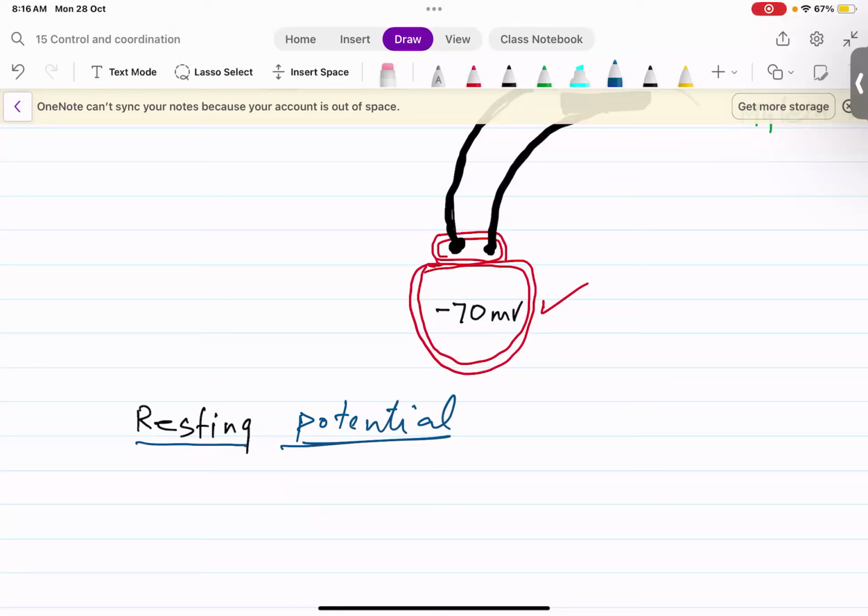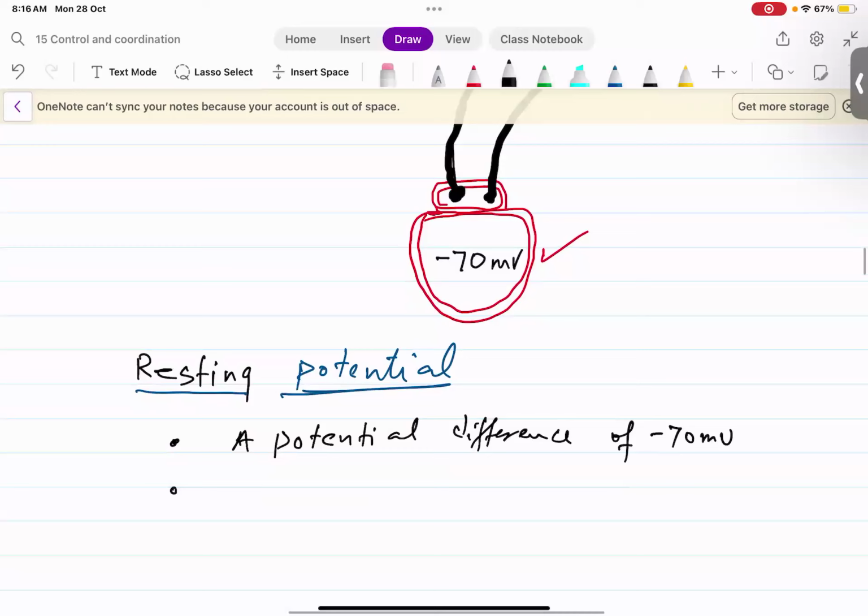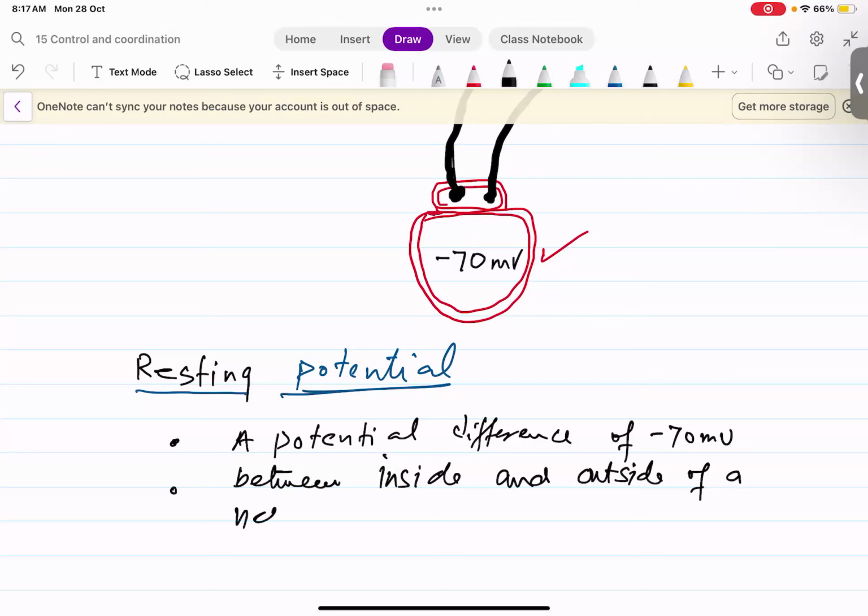We can define resting potential as a potential difference of minus 70 millivolts between inside and outside of a nerve cell when it is at a resting state.